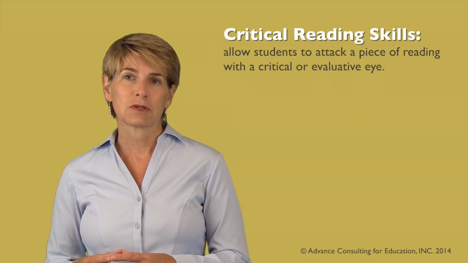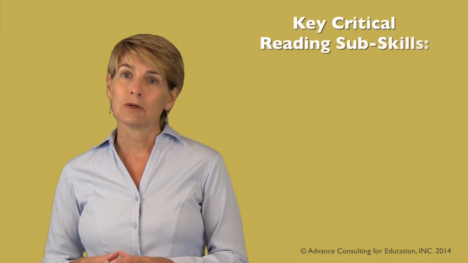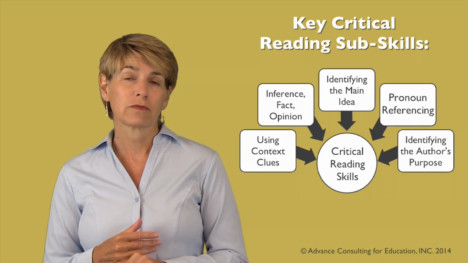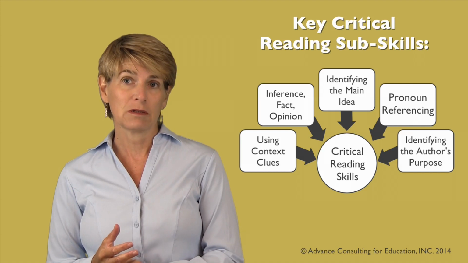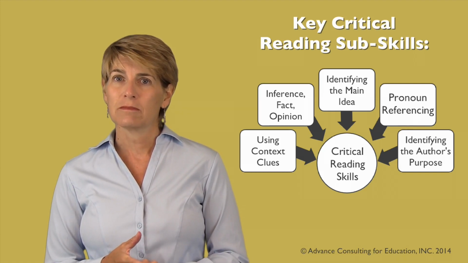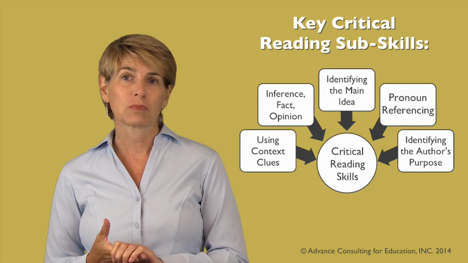In order to take a deep reading approach to a reading text, students need to apply what are called critical reading skills. Critical reading skills allow students to attack a piece of reading or a written text with a critical or evaluative eye. Within this overall concept of critical reading skills, there are sub-skills that are most important. So these include using context clues to determine the meanings of new words, making inferences and identifying inferences, fact, and opinion, identifying the author's main idea, making correct pronoun references, and finally identifying the author's purpose.